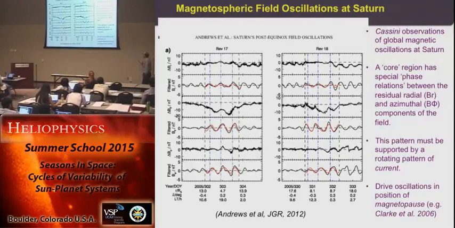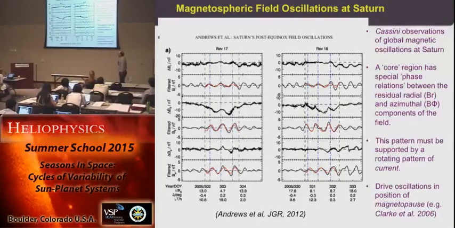In the core region, closer than about 12 Saturn radii, those two components essentially look like what you would expect if you had a dipole lying in the equatorial plane, a transverse type dipole, just rotating around and around. When you go past that region into the outer magnetosphere, the radial and azimuthal perturbation fields vary pretty much in antiphase, and that's a signature of a classical sort of oscillating current sheet.